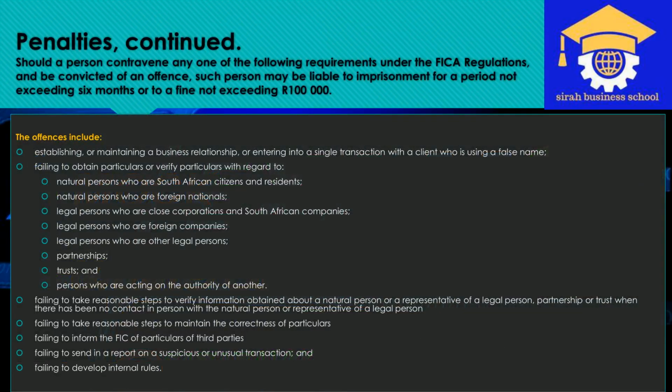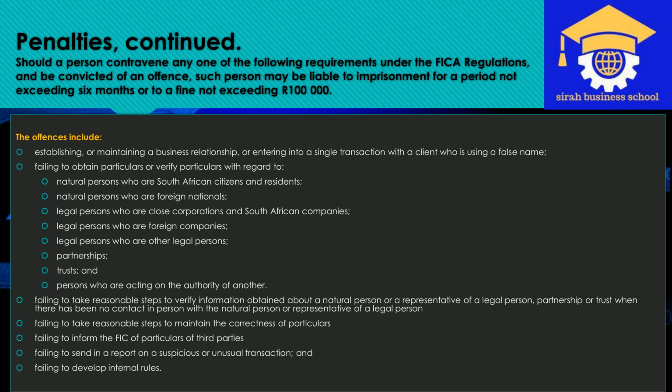The offences include establishing or maintaining a business relationship, or entering into a single transaction with a client who is using a false name, failing to obtain particulars or verify particulars with regard to natural persons who are South African citizens and residents, natural persons who are foreign nationals, legal persons who are close corporations and South African companies, legal persons who are foreign companies, legal persons who are other legal persons, partnerships, trusts, and persons who are acting on the authority of another.